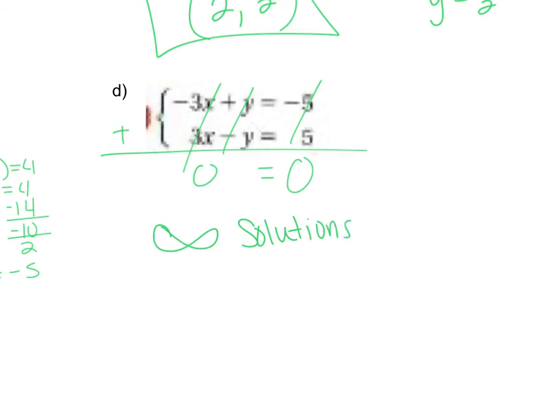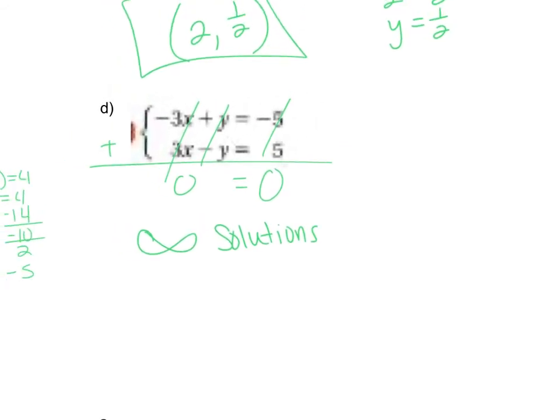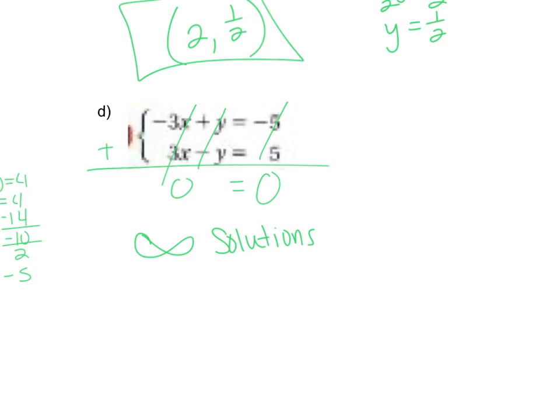So what does that even mean? Well, let me show you something. I'm going to put these equations in slope-intercept form just to show you what that meant. You don't have to do this on your homework by any means. So if I had -3x plus y equals -5, I would add 3x to both sides, and I have y equals 3x minus 5.